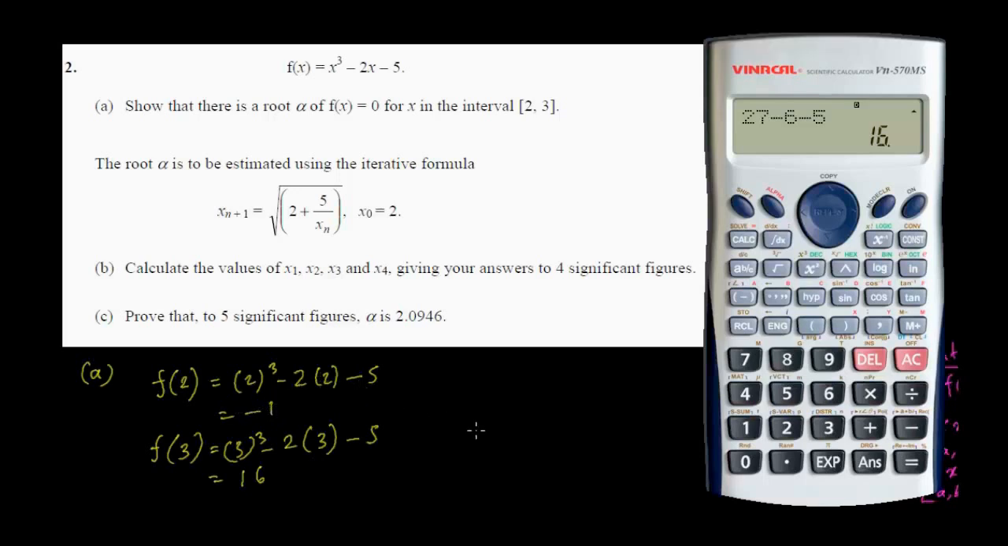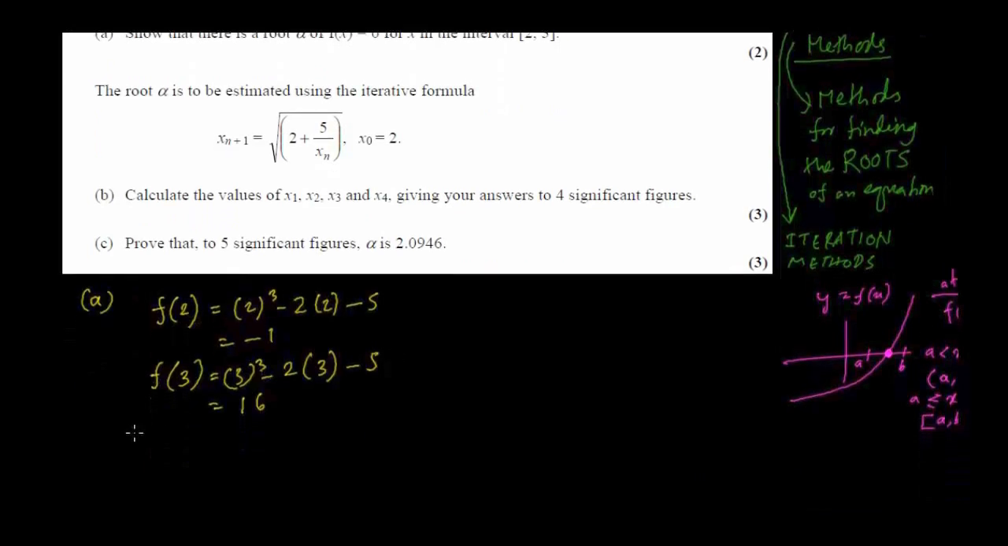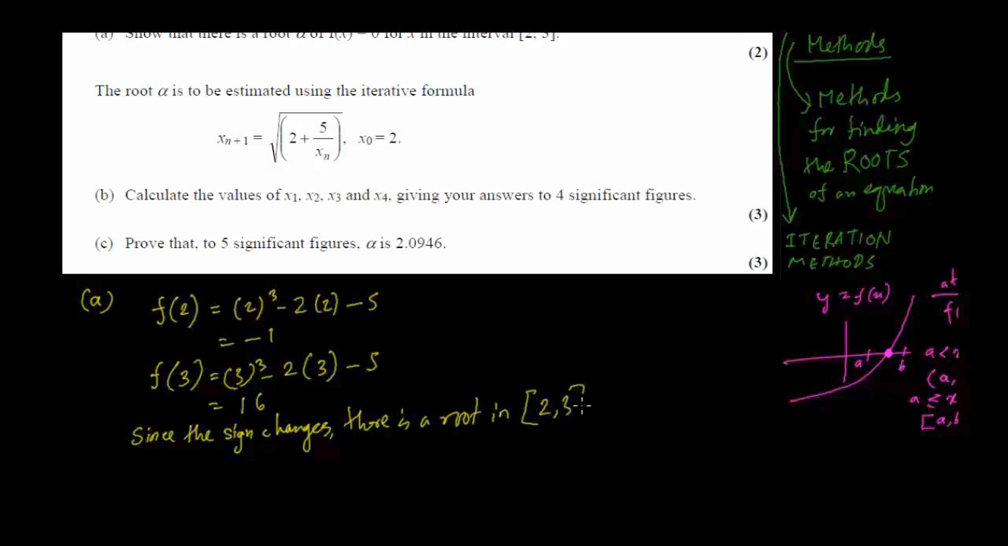This is negative, meaning it is from below. The value of f(x) is below the x-axis, and the next one at 3 is above the x-axis. So there is a cut at the x-axis, so there is going to be a root in the interval. So we write it like this: since the sign changes, there is a root in (2, 3).